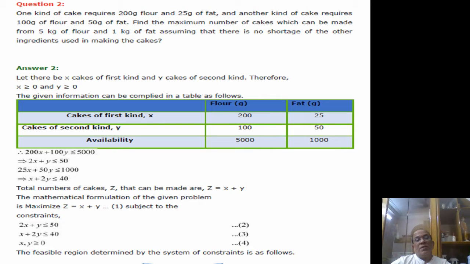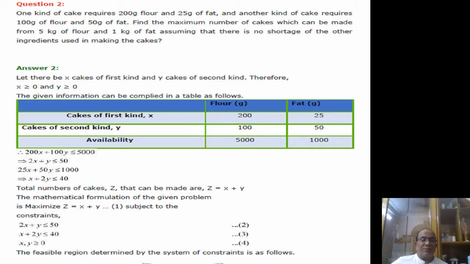The question says one kind of cake requires 200 gram flour and 25 gram of fat. To make one cake, it requires 200 gram of flour and 25 gram of fat. The second kind of cake requires 100 gram of flour and 50 grams of fat. Find the maximum number of cakes which can be made from 5 kg of flour and 1 kg of fat, assuming that there is no shortage of the other ingredients used in making the cakes.